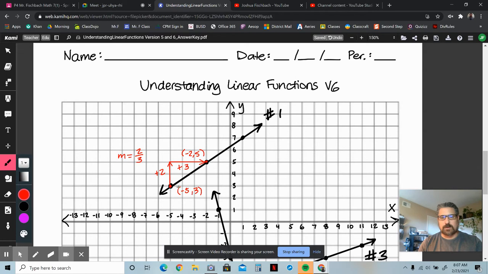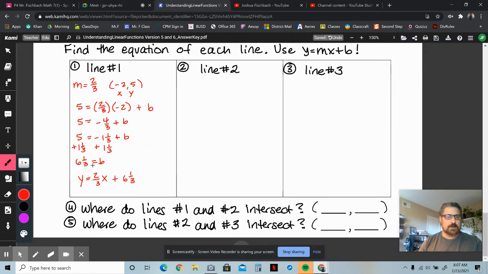Let's check it with the other point, which is -5, 3. So we're just going to do a little check here. The way I do it, I'm just going to do it mentally, just to make sure that my answer is reasonable. And that was with -5, 3. So 2/3 times -5 is going to be -10/3. 3 goes into 10 3 times with 1 left over. So basically that's -3 1/3. So it'll be -3 1/3 plus 6 1/3, which is going to be 3. So yeah, that works perfectly.